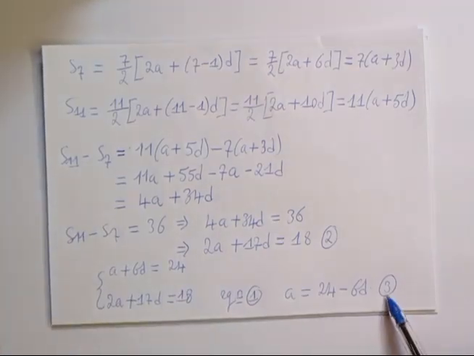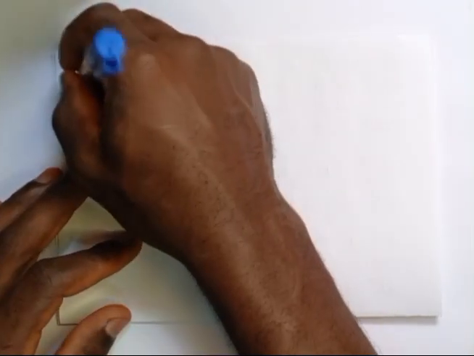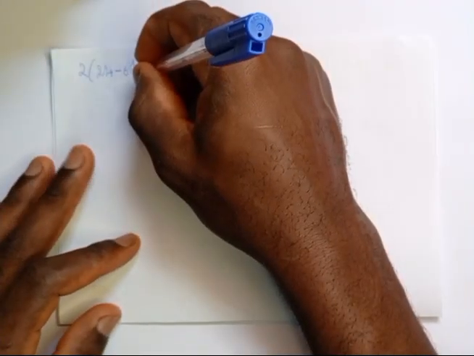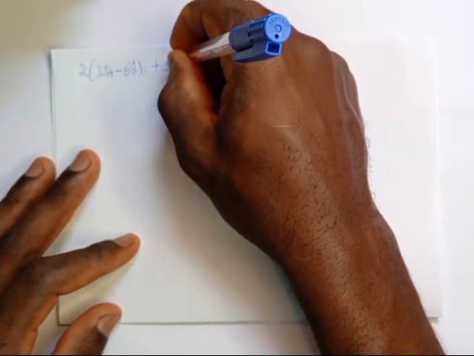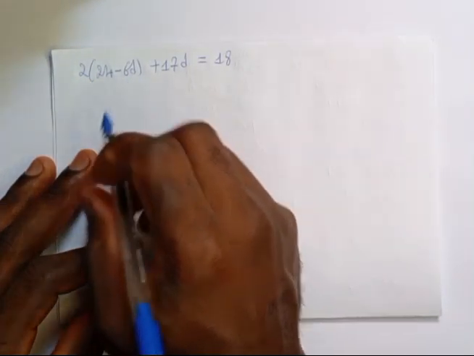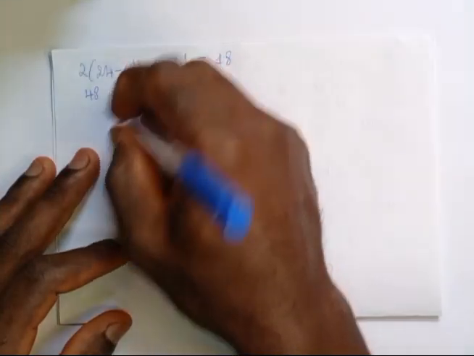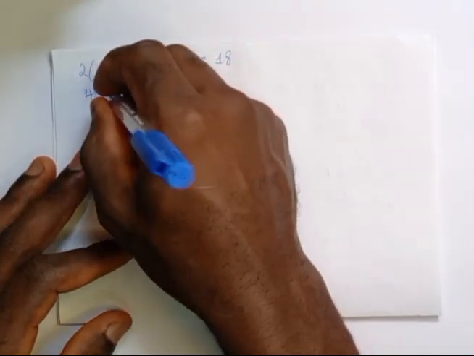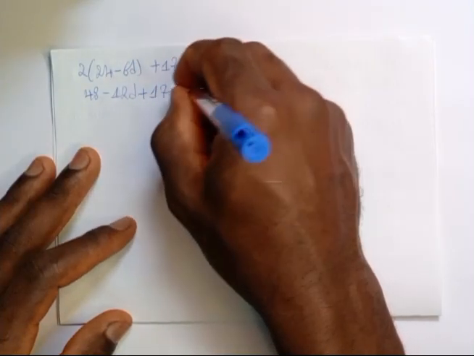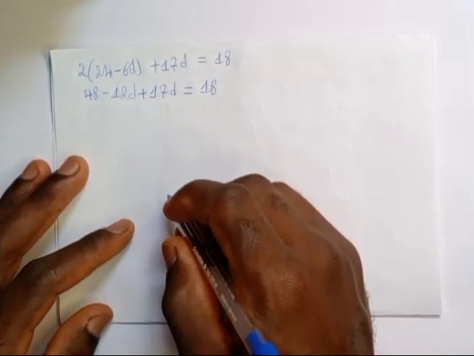Next step, we are going to put equation 3 in equation 2, which has not been used. That means anywhere we see a, we have to replace a with 24 minus 6d. This will give us 2 times 24 minus 6d plus 17d is equal to 18. Expanding this bracket, 2 times 24 gives us 48. 2 times negative 6d gives us negative 12d plus 17d is equal to 18.